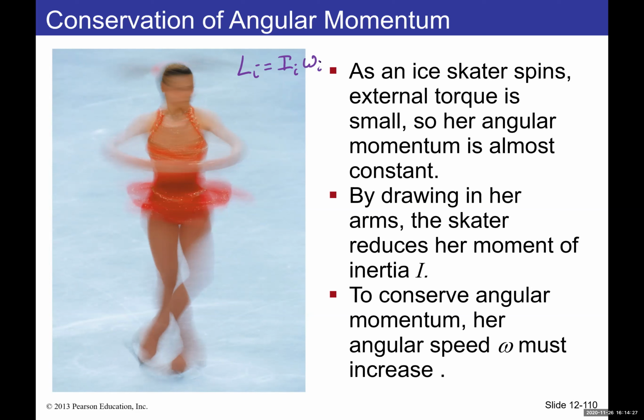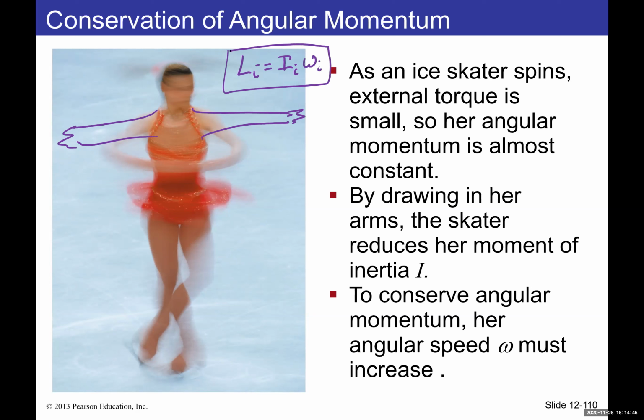And one of the things we can have here is this. So let's say she first was spinning with her arms extended like this. Like, let's say she was spinning like that. And this will be the angular momentum of her when she has this shape.